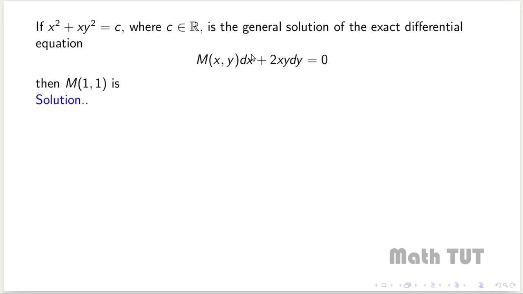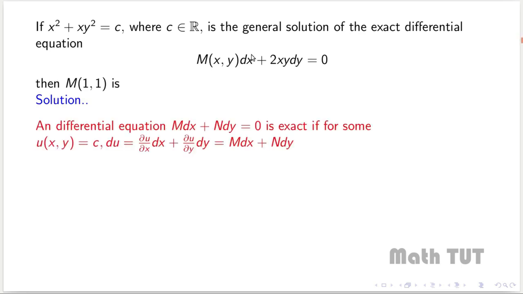So here we say a differential equation of the form m dx plus n dy equal to 0 is exact if there exists some function of x and y, say u, that is u(x, y) equal to c, for which the total differential of that particular function, du, is equal to the LHS of this differential equation, that is m dx plus n dy. So if you want it to be exact, there should be some u for which du should be equal to m dx plus n dy.